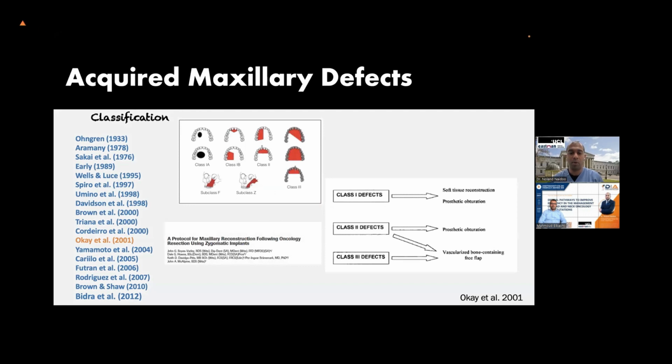And one of my mentors, Dale House, has also been pivotal in modifying this classification, especially with the advent of implantology and the zygomatic implants and zygomatic oncology implants, where class 2 and class 3 defects could also be prosthetically obturated and not just with free flaps, which is a very useful tool, because not everybody has the facility or the access to having a free flap done, and the time and expense of doing that versus a prosthetic obturation is quite stark.